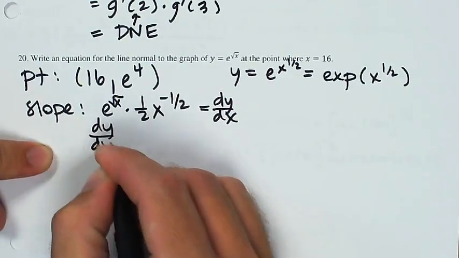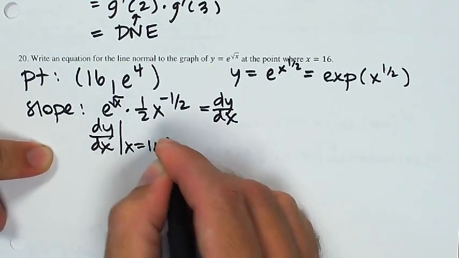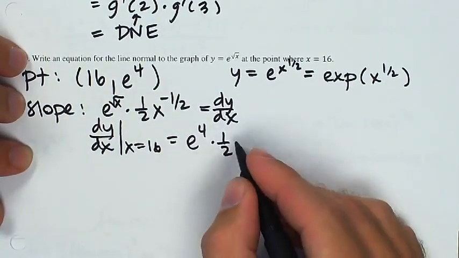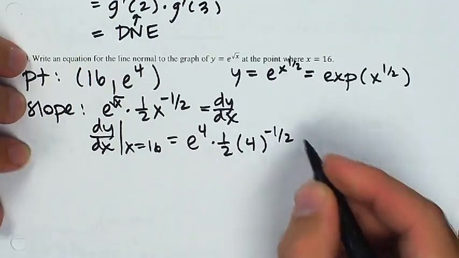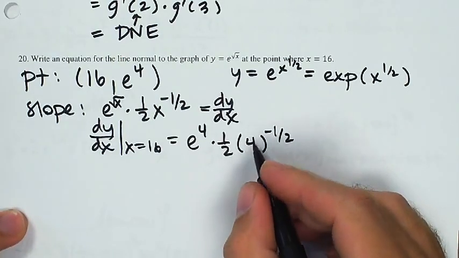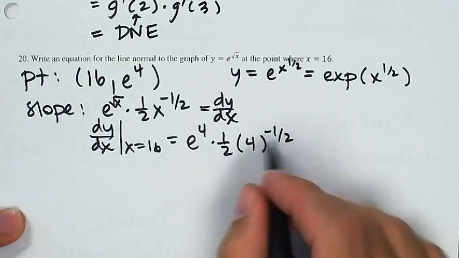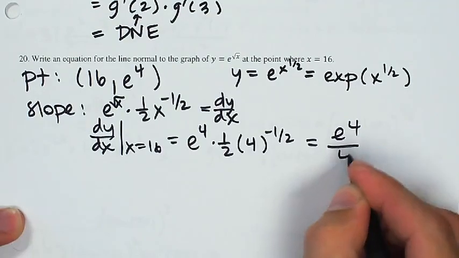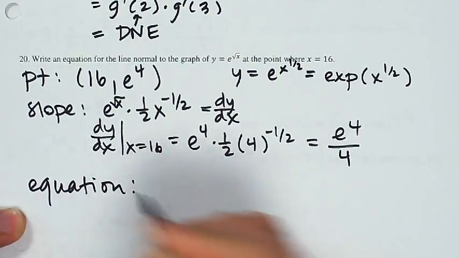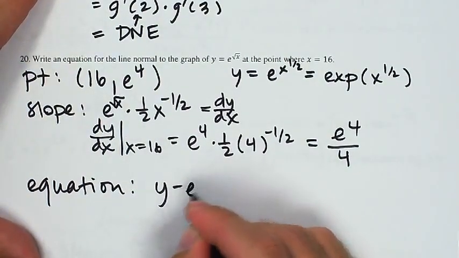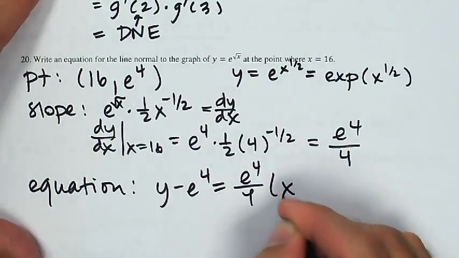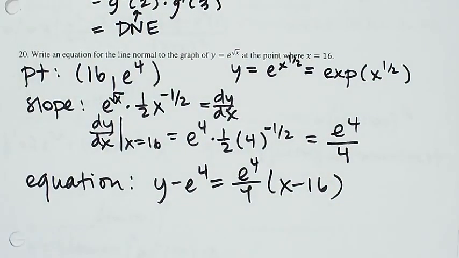The value of dy dx at the point where x equals 16 is going to be e to the 4 times 1/2 times 4 to the negative 1/2. And, okay, so 4 to the negative 1/2 is 1 over the square root of 4, so that's 1 over 2. So this is looking like e to the 4 divided by 4. Okay, so the equation is y minus e to the 4 is equal to the slope. Okay, so e to the 4 divided by 4 times x minus 16. And that's all the problems for this one.